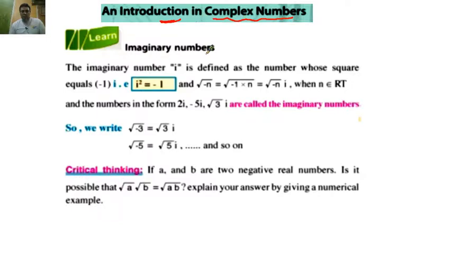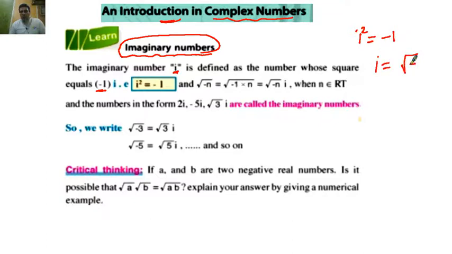Learn the imaginary number. What is the imaginary number? The imaginary number, denoted by i, is defined as the number whose square equals negative 1. Then i squared equals negative 1, and i equals the square root of negative 1.